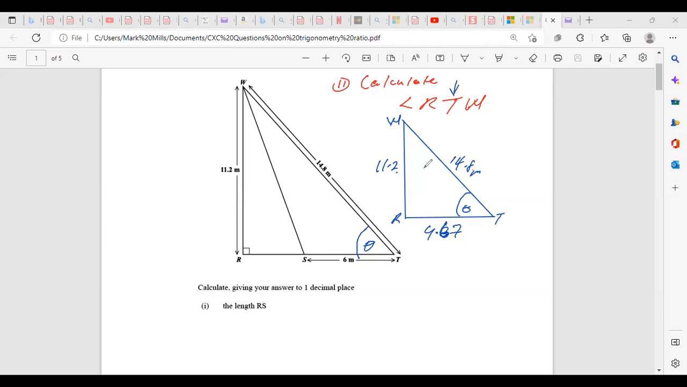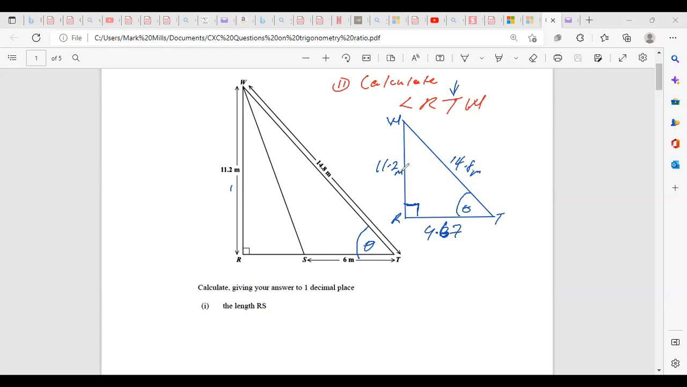Now, so basically we have all the three sides. Do you realize that? Now, if you have all the three sides and want to find the angle, so that means you have a choice to use any formula you want. Somebody can use sine, somebody can use cosine, somebody can use tangent. And everybody will get similar answers.